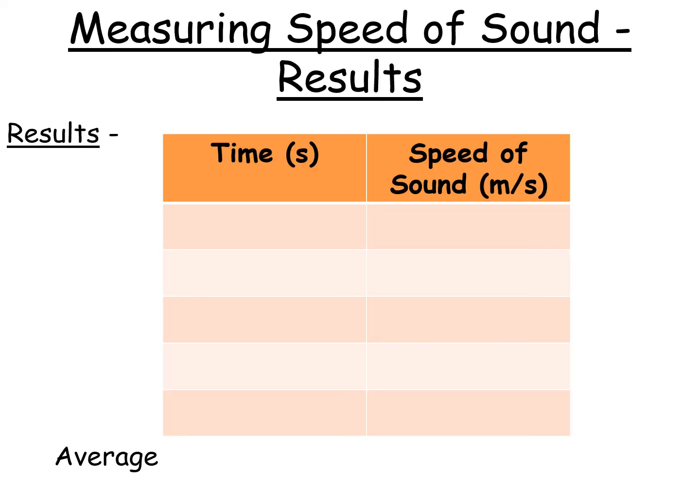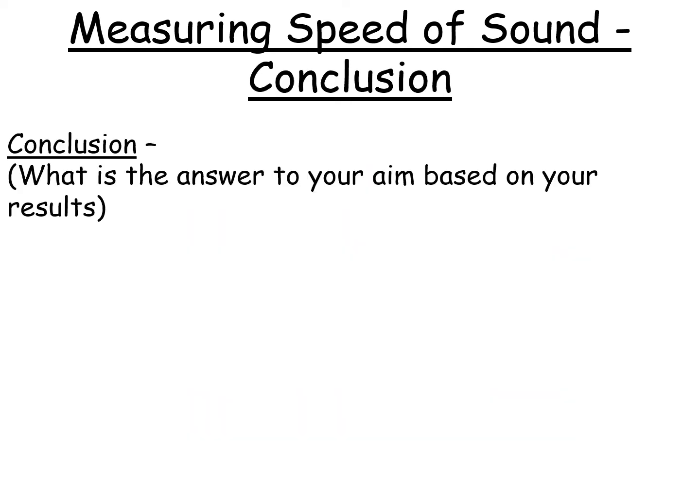Obviously, we present our results in a table. We could either calculate the speed of sound for each result and then work out the average, or we can calculate the average time and then work out the speed of sound from that average. Conclusion: what is the answer to your aim based on your results? Hopefully, if we do this experiment, we should get an answer of around 340 meters per second.